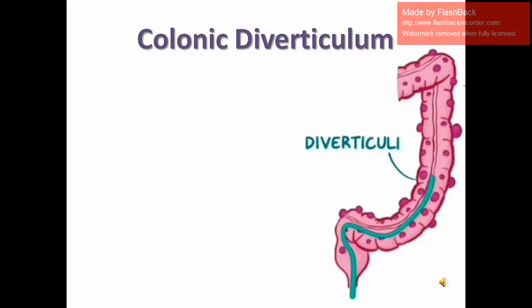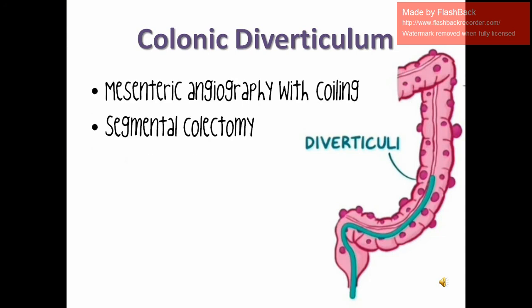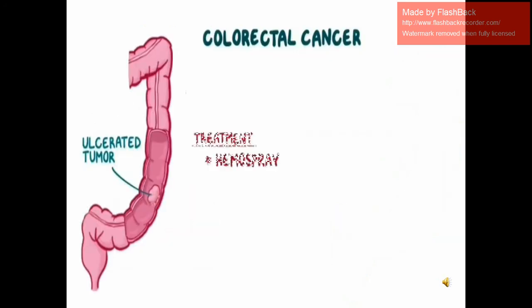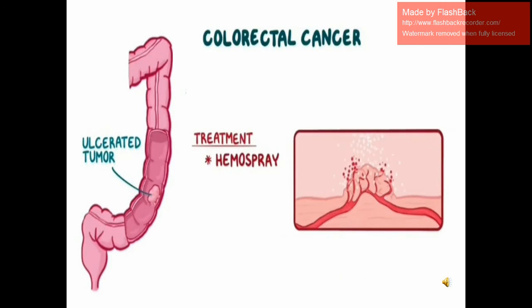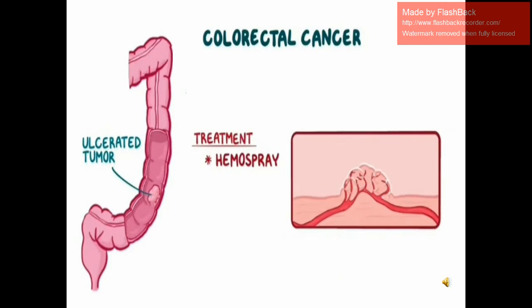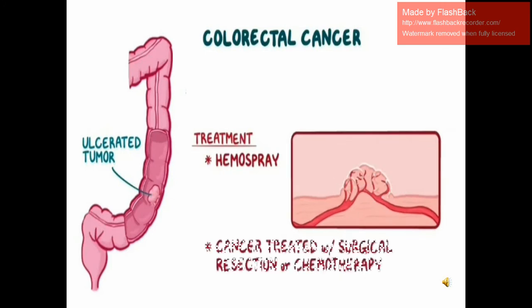Treatment of colonic diverticulum involves mesenteric angiography with coiling and segmental colectomy. Hemospray can be applied during colonoscopy. It is a powder that basically forms a barrier over the vessel wall to stop the bleeding. Eventually, the colorectal cancer itself is treated with surgical resection of the tumor or chemotherapy.